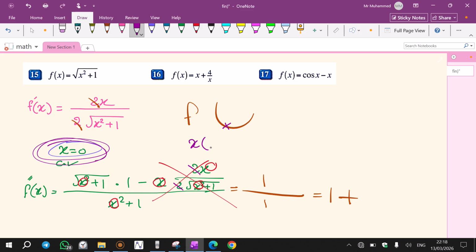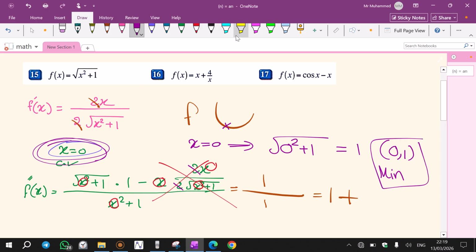So x equal to 0. If I want to make this a point, put 0 in place of x, square root of 0 squared plus 1 in f, that's going to be 1. Now as point, 0, 1 is going to be minimum. So the flow is like this. We started here, found critical, found second derivative, input, we get the result is positive.